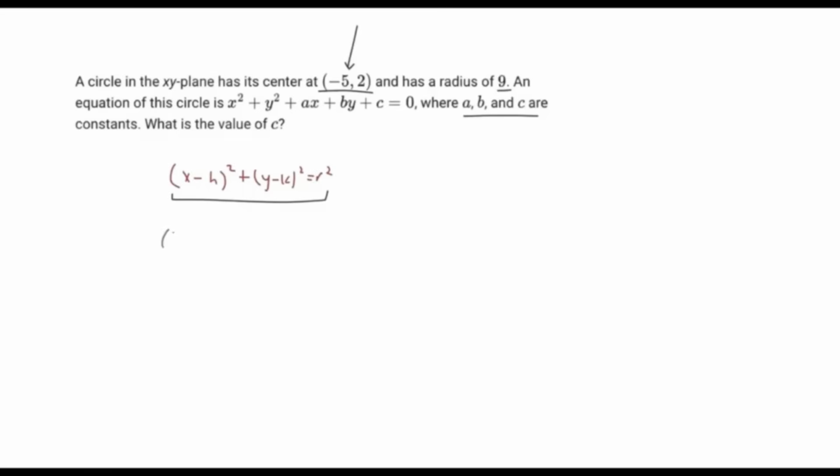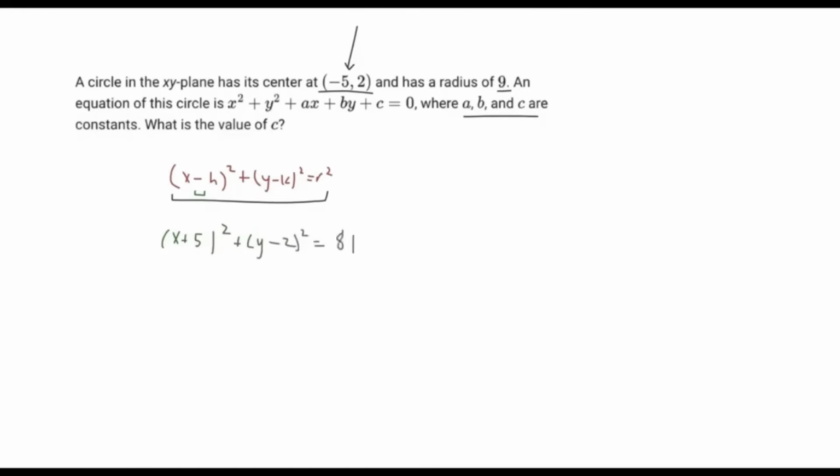And so here we'll have x, and because we have a -5 and the standard form here is a negative, in reality h here is -5, right? So if you take a negative of a negative, that's in reality just positive. So x plus 5 is going to be squared, plus y minus k. K here is just +2, squared, equals the radius squared. The radius we know is 9, so 9 squared is 81.